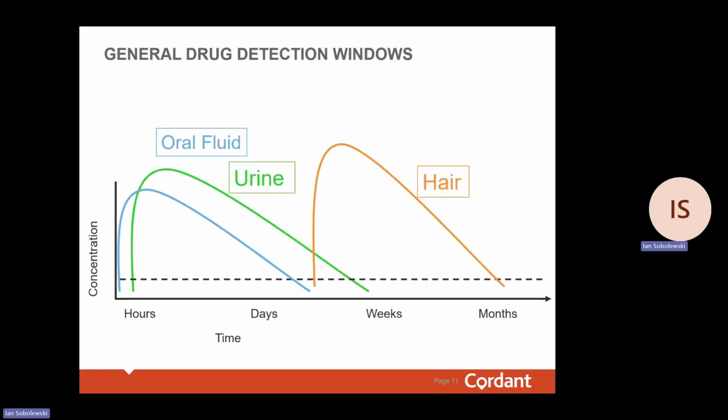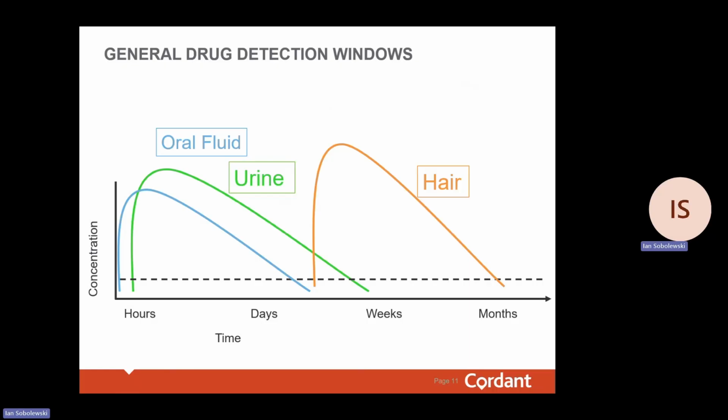So before we dive into each of these in detail, we're going to take a look at the general drug detection windows. If we look at oral fluid, represented by this blue line here, we can see that drugs in oral fluid start showing up very soon after consumption, within the hour or so. But the maximum detection window is about 36 hours. So the window typically for most drugs in oral fluid is 1 hour to 36 hours.